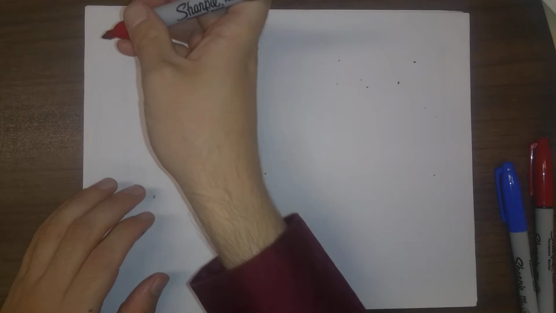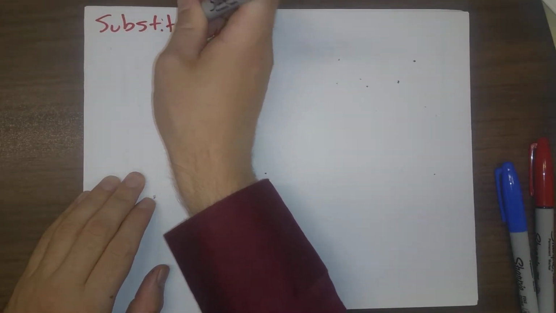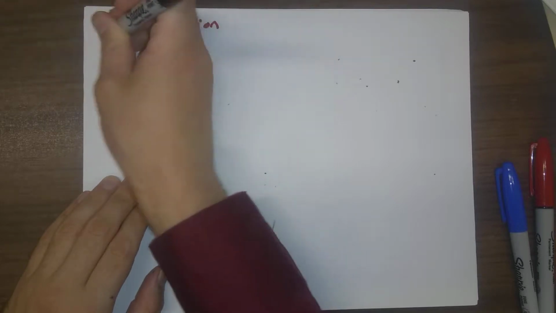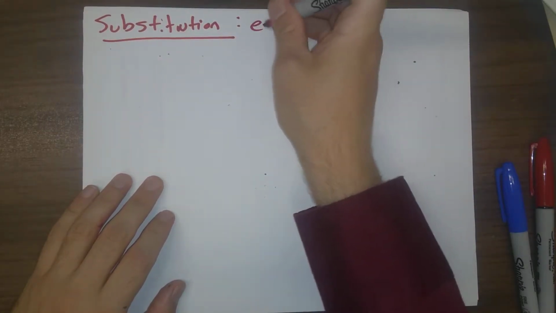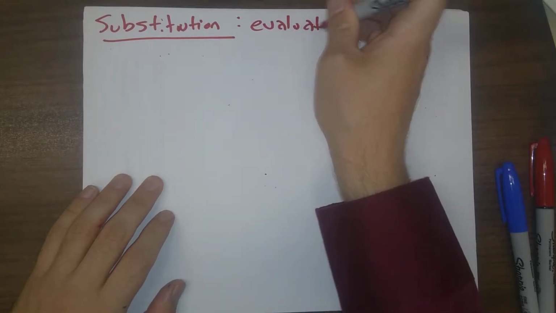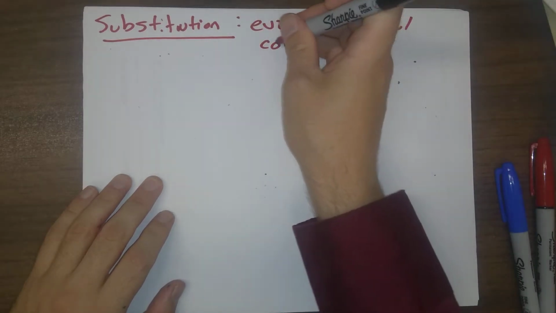Final video in this section on 2.4 is going to be about what is called substitution. It's going to be a quick way to evaluate limits by using continuity.